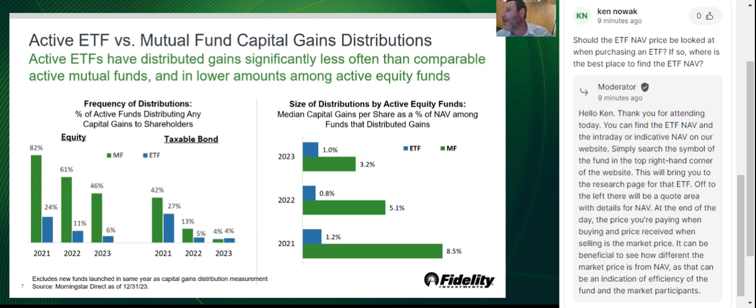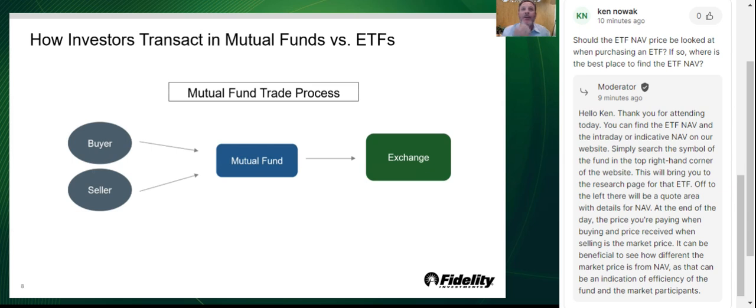And that takes us to the next question, which is, why do ETFs distribute less capital gains? And that is a perfect transition to our next couple of slides. So if we think about why ETFs are more tax efficient, it has to do with the way investors engage with a mutual fund or an ETF. So this is the trade process and how investors interact with a mutual fund.